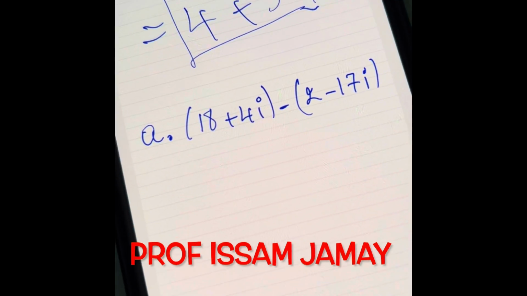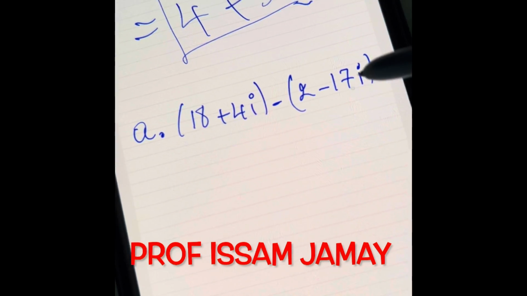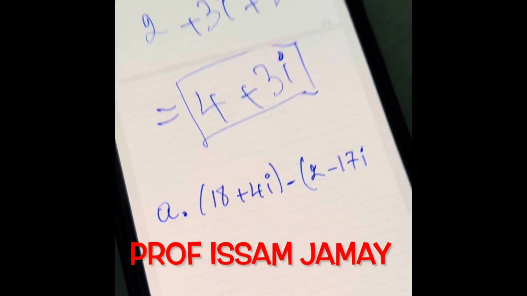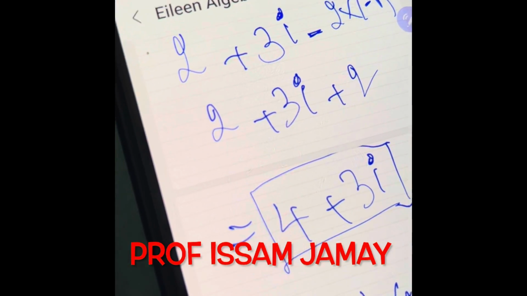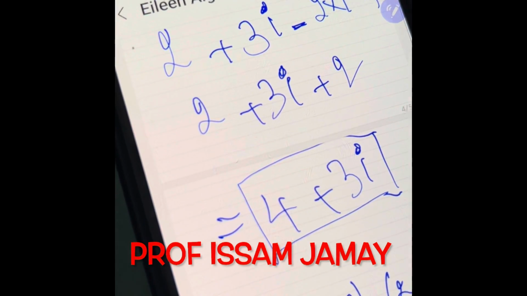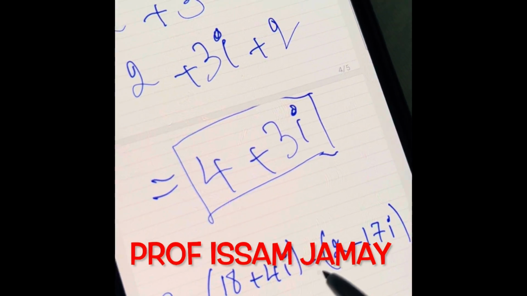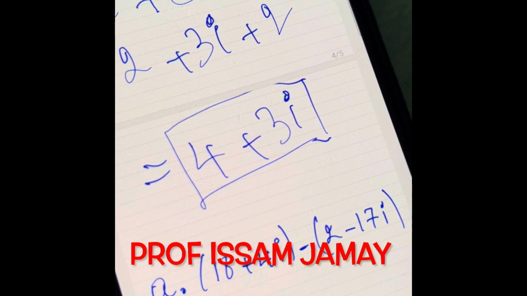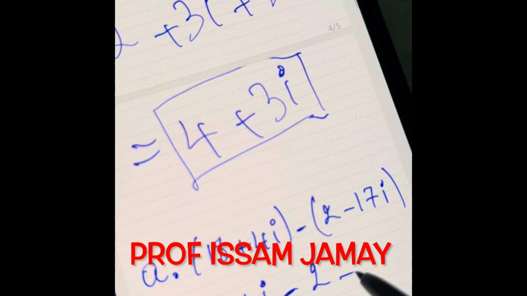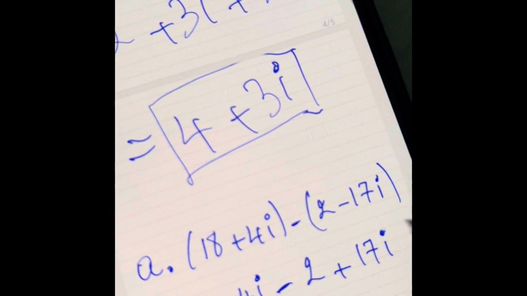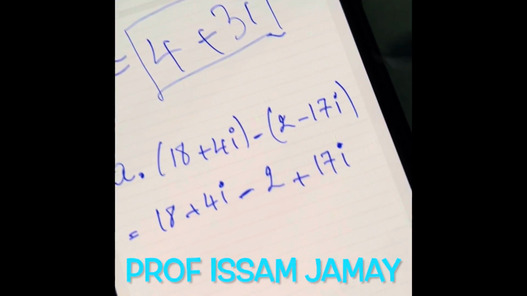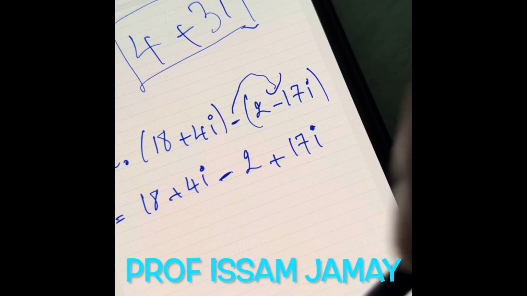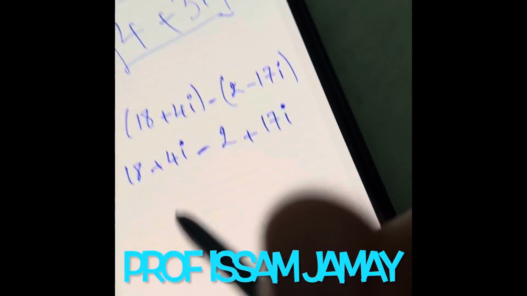So it means that you have to distribute the negative. Okay, let's go ahead and solve this. Let's get rid of the parentheses. 18 plus 4i. Listen, look what's going to happen. The negative is going to enter the parentheses, so it will change the signs. So it's going to be negative 2 plus 17i. Am I understood here? Yeah. Because when you have a negative before the bracket or the parentheses, it changes the signs. Perfect. Okay, let's continue.